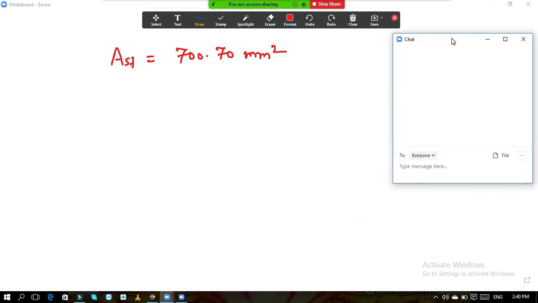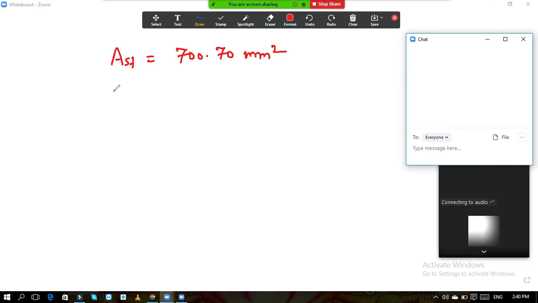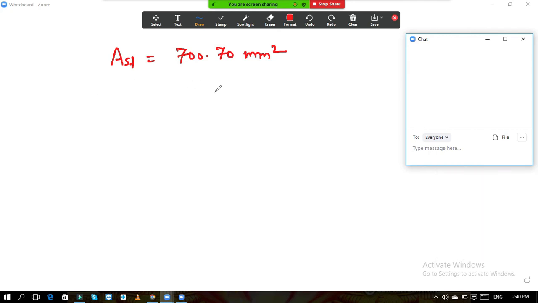Are those sufficient or not? If we take 16 mm instead of 10 mm, let me know. And if we take 10 mm bar diameter, how many bars are required? Okay, it's fine. Take 10 mm bar diameter, no problem.